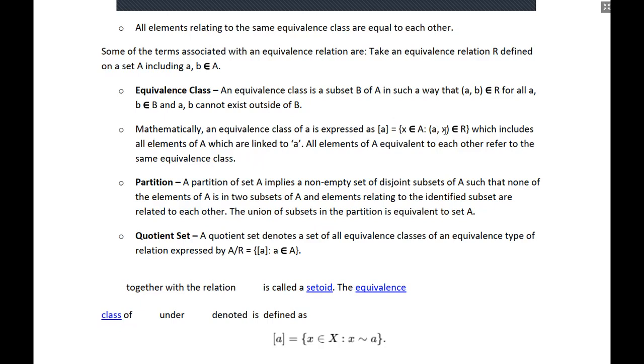which includes all elements of A which are linked to A. In other words, all the relatives of A coming from the set A under the relation R form an equivalence class of the element A. All the elements of A equivalent to each other refer to the same equivalence class.